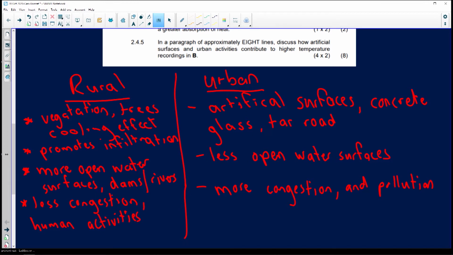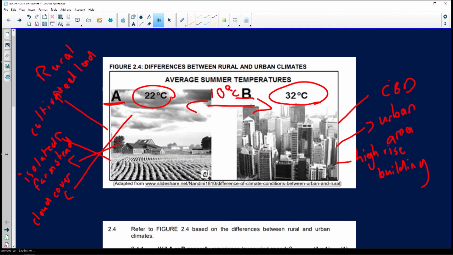Now, the increasing of the temperature in urban areas goes hand in hand with human activities. Now, what do we do? If we look at our diagram, like we've mentioned, the photos, as you can see, this is an isolated farmstead. Not much is happening over there, mainly farming. But if you look at the CBD, with the high, tall buildings, there are many secondary activities taking place. We even find light industries. If you look at the traffic congestion in our CBD areas, it's much higher. Think of the human activities that are taking place.